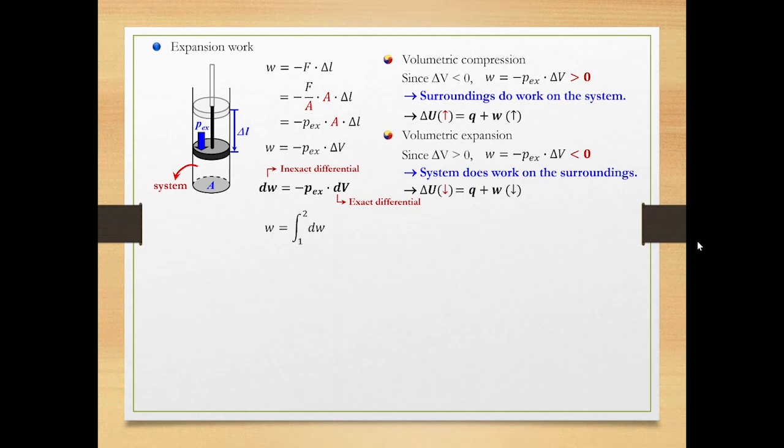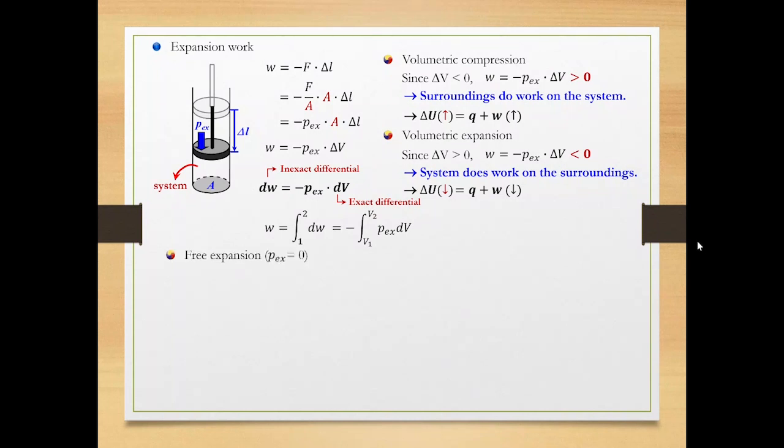The work done by or to the system can be written in an integral form like this. Numbers 1 and 2 represent initial and final states. Integral from state 1 to state 2 of dW can be rewritten as negative integral from volume 1 to volume 2 of external pressure times dV. We can use this integral to determine the work done under a variety of conditions.